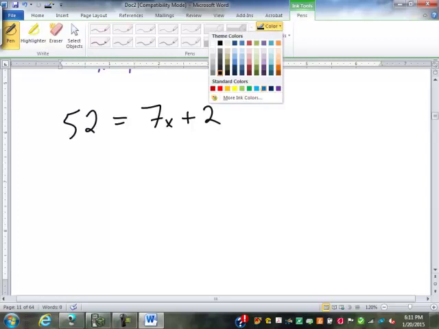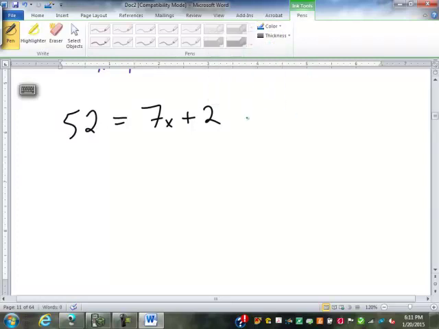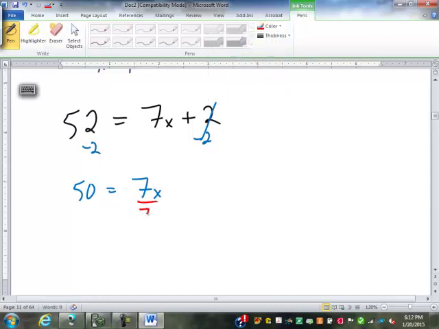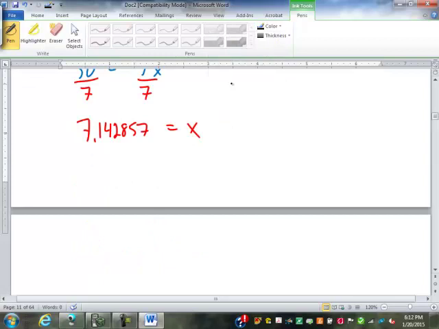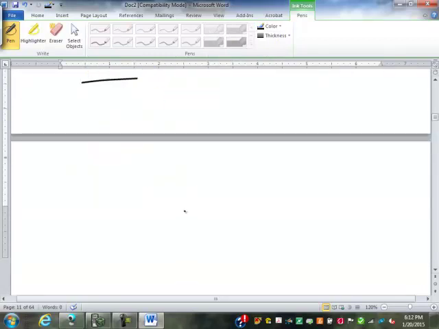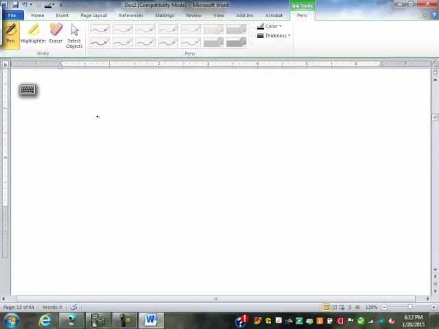So on this one, what would I do to start solving it? Subtract 2. So 50 equals 7x. And then divide by 7. X equals 7.142857 approximately. Maybe you want me to start going more than 6 digits on my calculations, by the way. Sorry. Anyway, I'll be nice.